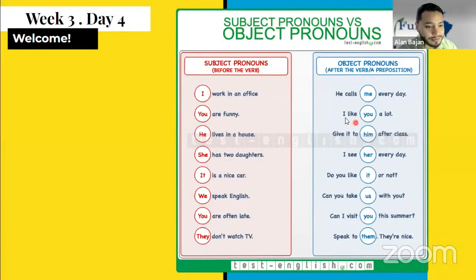Let's go to the examples. He calls me every day. I like you a lot. Give it to him after class. So it's where the action goes. You see, that's the object pronoun. And why do we learn that? Because we will use either and neither with object pronouns, okay?